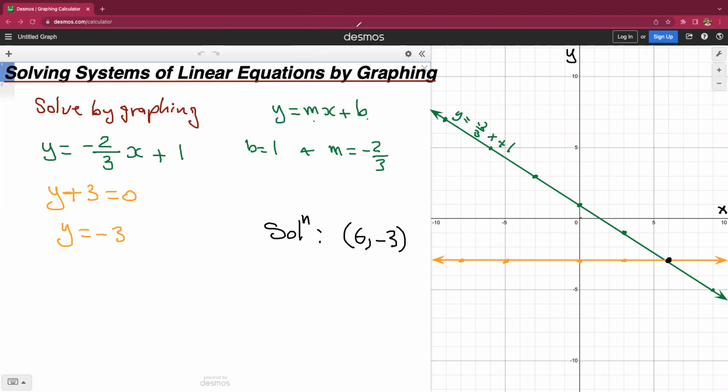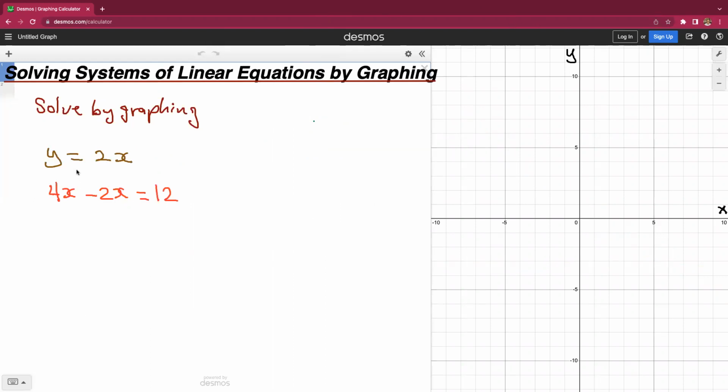We'll do one more, and then this is it for this lesson. So here's the last question. And the last question, what we have? We have y equals 2x. What kind of form is this? This is a linear equation in slope-intercept form. So it's the same as the last one.